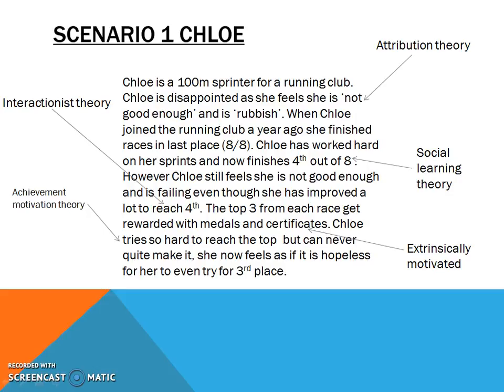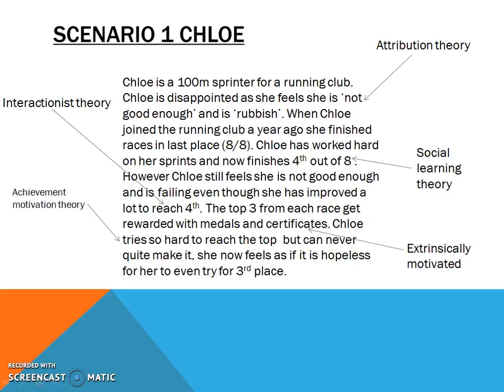You can also link Chloe to achievement motivation theory. This is because she is motivated to achieve 3rd place, at least. However, she has tried and cannot make it, and now feels it is hopeless. This is a combination between achievement motivation theory and specific learned helplessness.